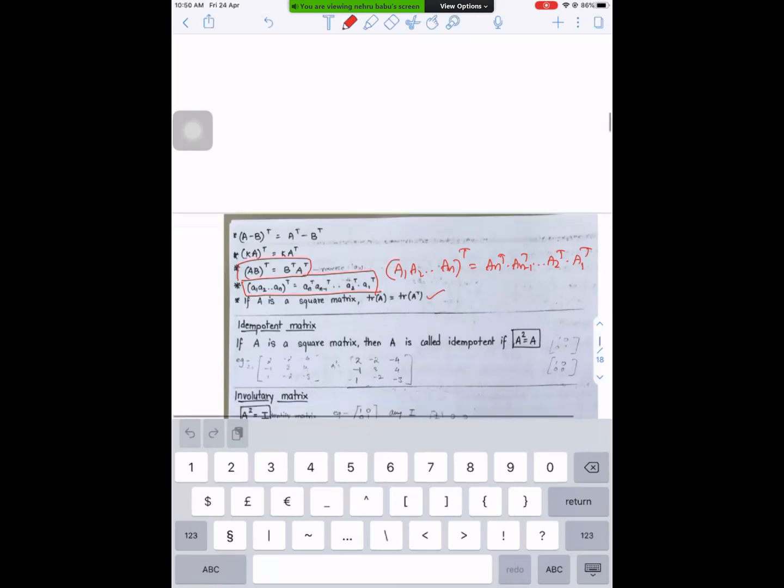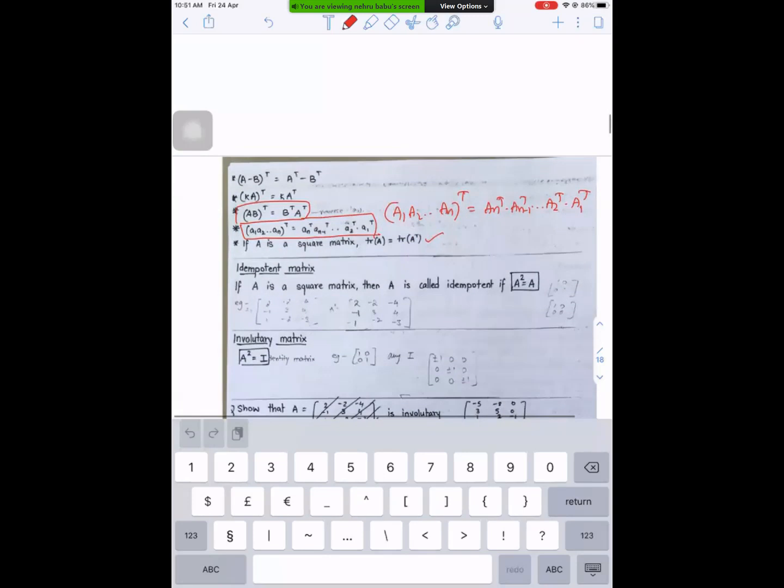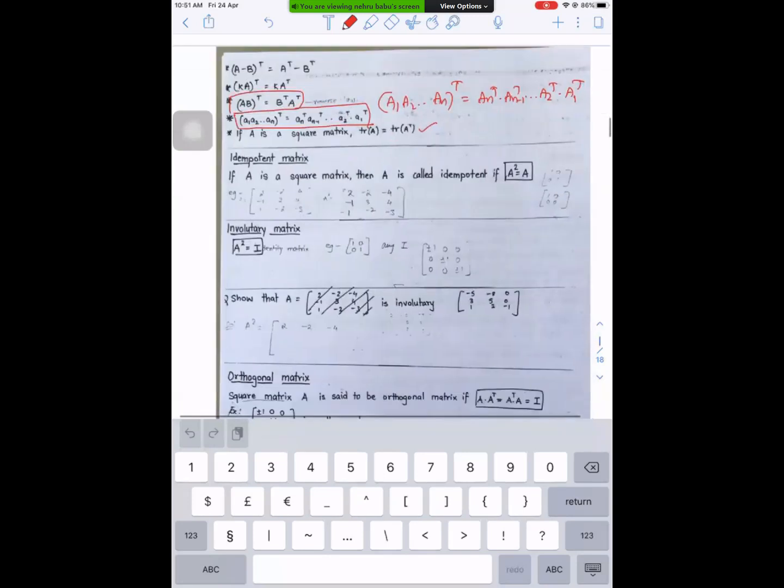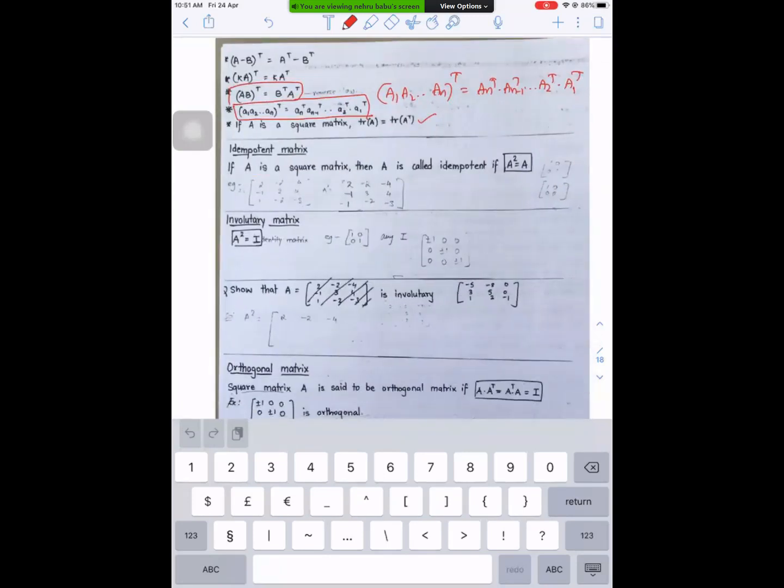And some more results, some new definitions based on multiplication and transpose. Idempotent matrix: A square equals A, then we call it an idempotent matrix. What is the result related to det here? For an idempotent matrix, det is 0 or 1. Two chances are there. As A square equals A, if you take det both sides, det A square equals det A will come. So from that, det A is either 0 or 1.